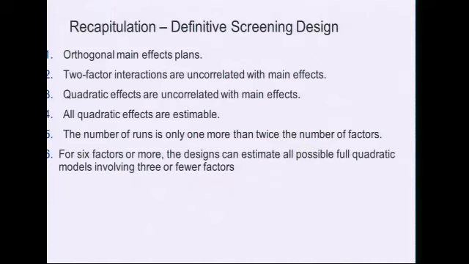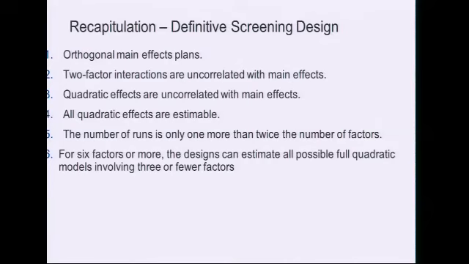So to recapitulate, these designs are orthogonal main effects plans. Dennis told you that they're only orthogonal when the number of factors is even. If the number of factors is odd, you can take the next larger even design and drop a column. All the same statistical properties apply. You just have a design that has 2 extra runs. So that's another way to handle that.